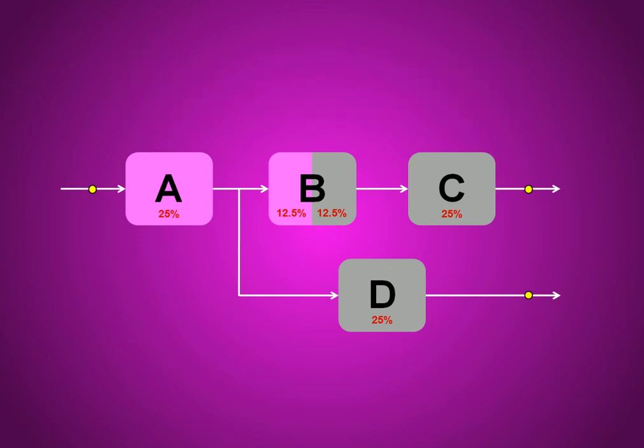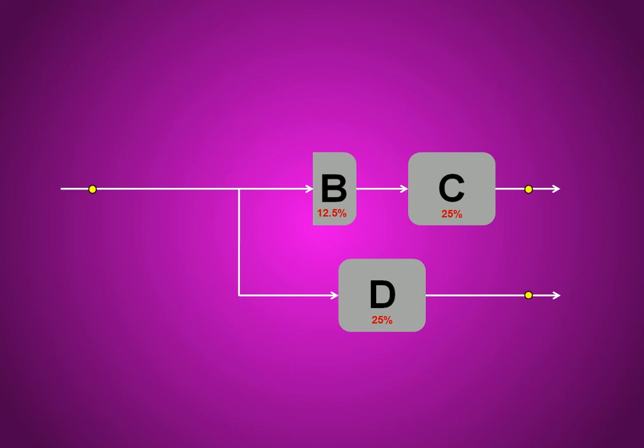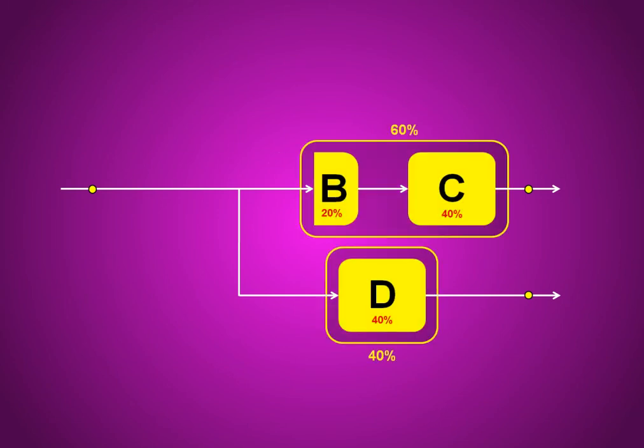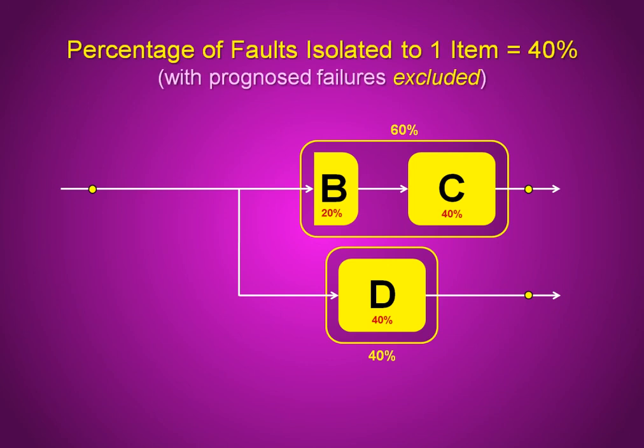analysis. In this sample model, if we were to exclude those failures that are expected to be covered by prognostics, then we're left with three objects that collectively represent 62.5% of our system failure rate. Now, the first thing we must do before calculating the isolation statistics is scale the individual failure probabilities so that they add up to 100%. And when we look at how failures would be isolated by the diagnostics, we see that we can isolate to a single component only 40% of the time. So our overall isolation percentage is now 40%.